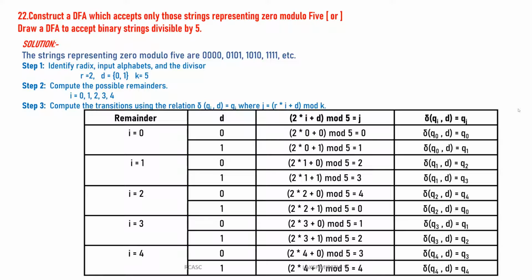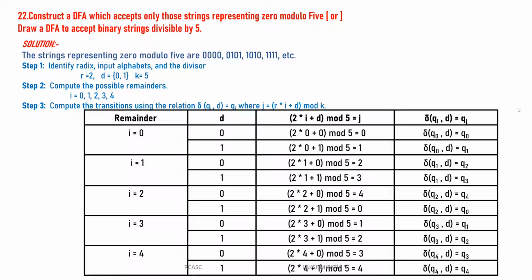Then i is equal to 4, and d is 1. 2 into 4 is 8, 8 plus 1 is 9. 9 modulo 5 is 4. Then the transition of Q4 of 1 is equal to Q4. This is the way we can go about finding the transitions.